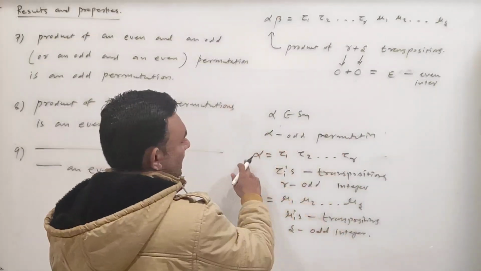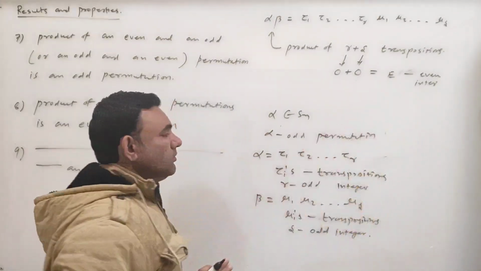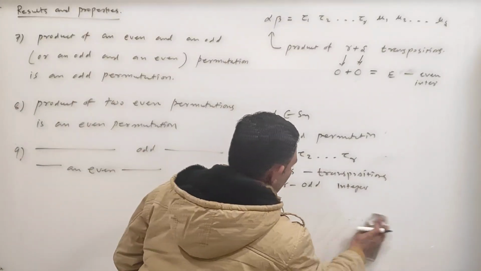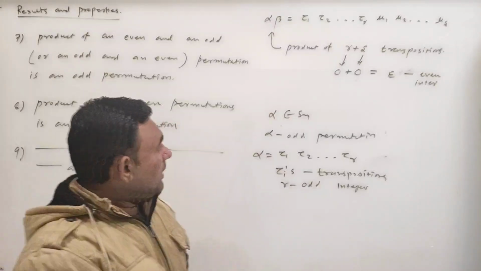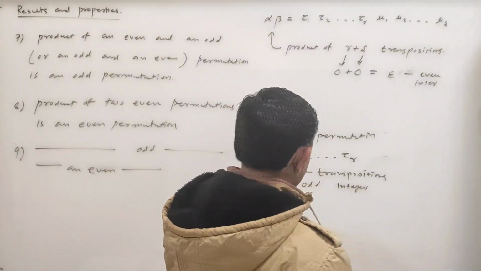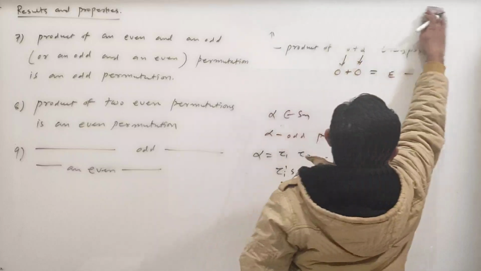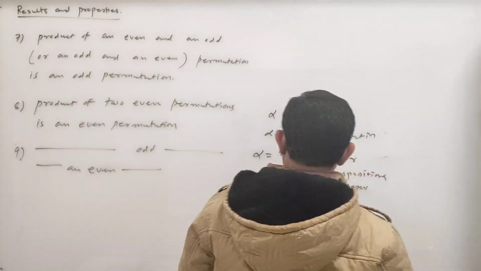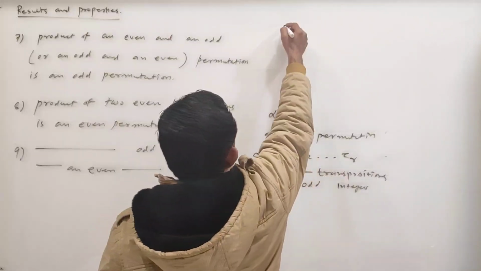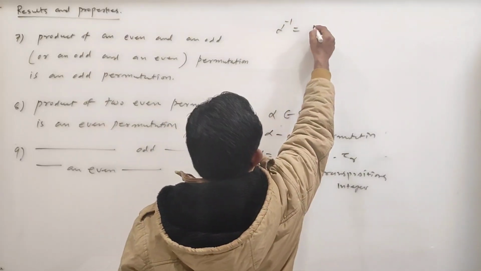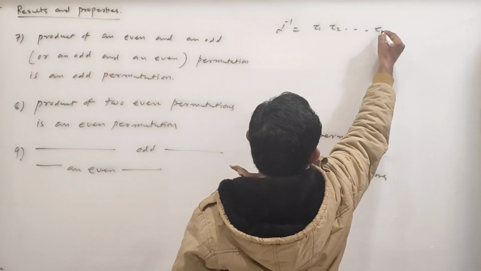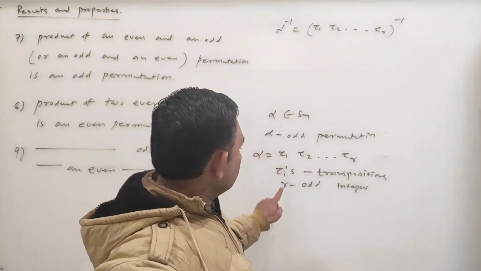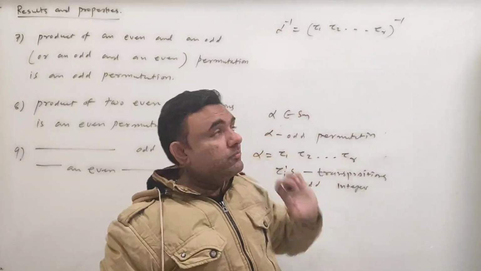So alpha can be written as a product of tau 1, tau 2 up to tau r. Tau is a transposition and r will be odd. Now I want to find alpha inverse. So what will alpha inverse be? It is the inverse of tau 1, tau 2 up to tau r, and not that. Here r is an odd integer.